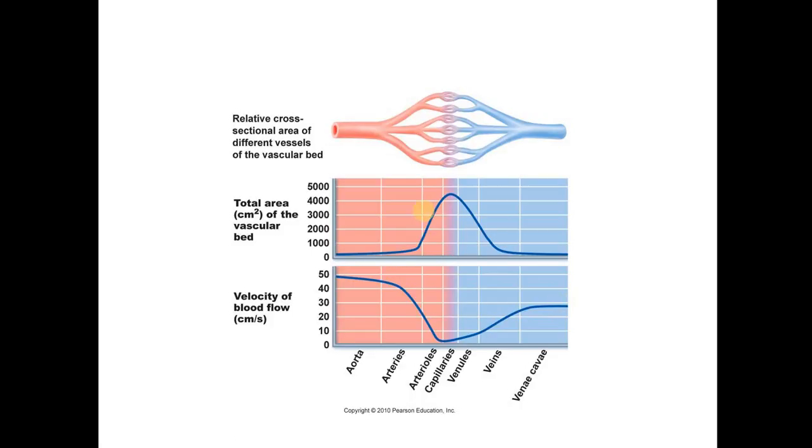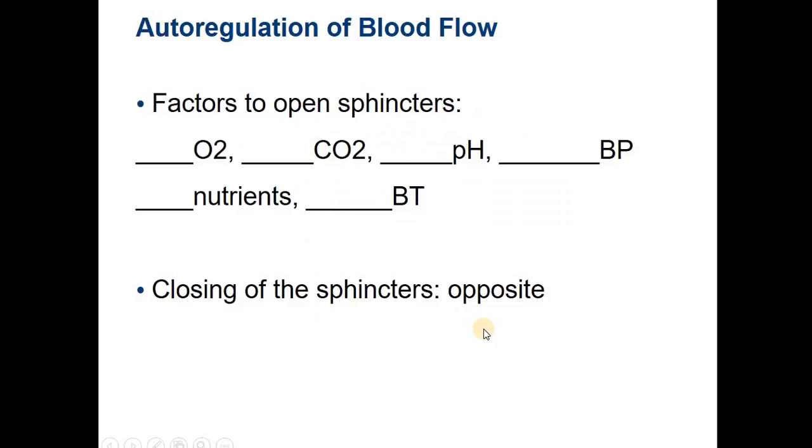right atrium. The total area of the vascular bed, you can see how the area is lower in the aorta, and then it increases as it moves into capillaries and so forth, and then in the venules and veins, it goes back down through there. So the increased area that it has, or the more crossing that it has, the slower that it moves through. So, autoregulation of blood flow.